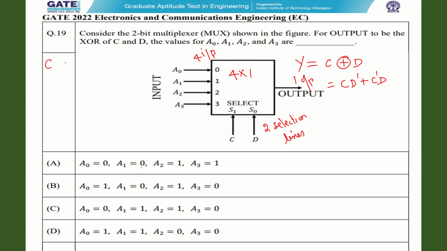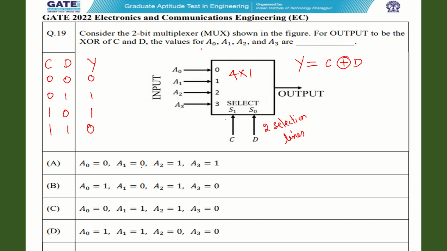Okay, so if you have C and D and the output is y, and this selection line can have 4 different combinations, isn't it? 0 0, 0 1, 1 0 and 1 1. So for this case, if it is an XOR, if you have different inputs, then the output will be 1. If you have same inputs, then the output will be 0. This is the case, right? So now we'll check one by one.